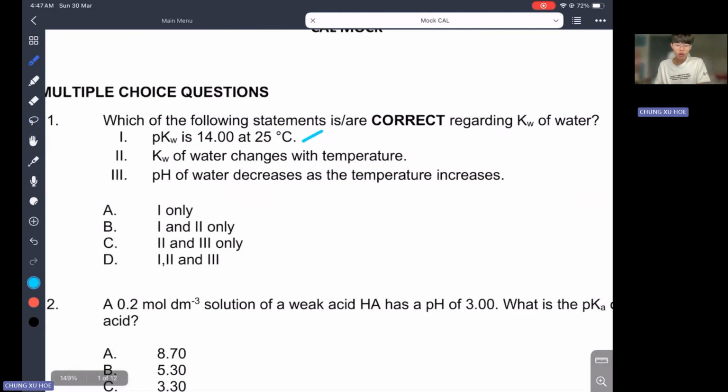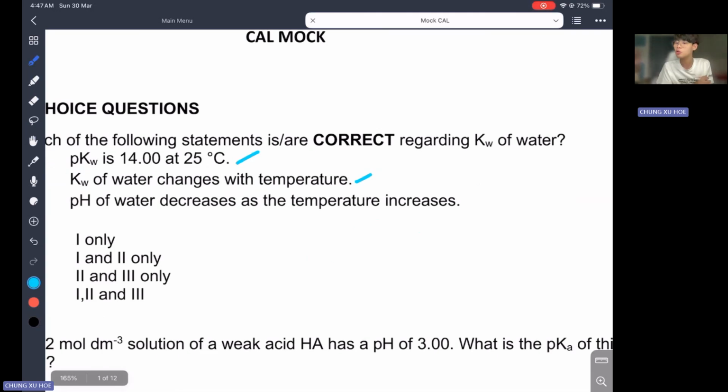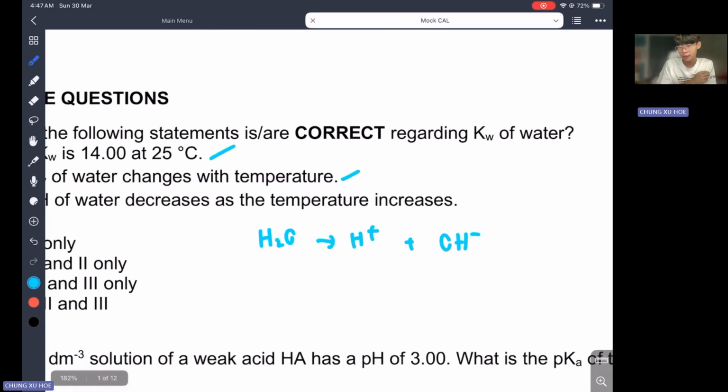Second one, Kw of water changes with temperature. That means it varies with temperature, like in your lecture notes. Do you agree with that? I agree. Why? I'll show you the equation. H2O undergoes auto ionization to become H plus and OH minus. The equation is balanced. So when I add heat, do you add it to the left or to the right? To the left. I'm saying that I add heat to the water, so heat is going to be here. So is this reaction exothermic or endothermic? Endothermic.